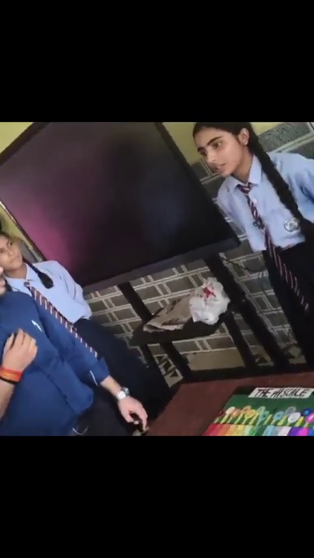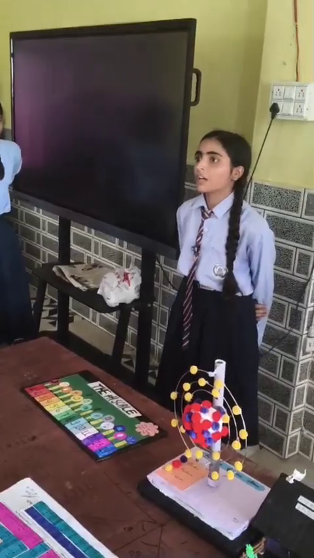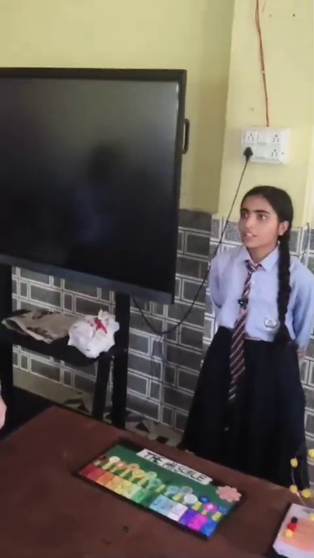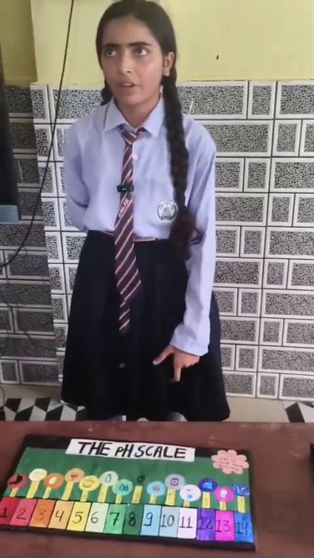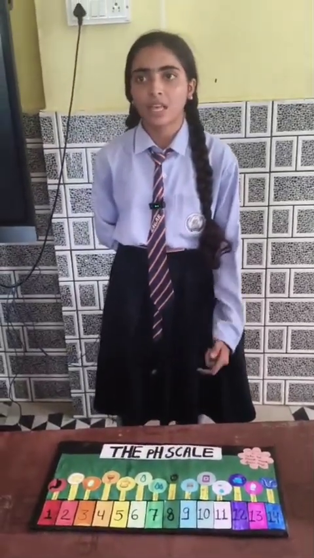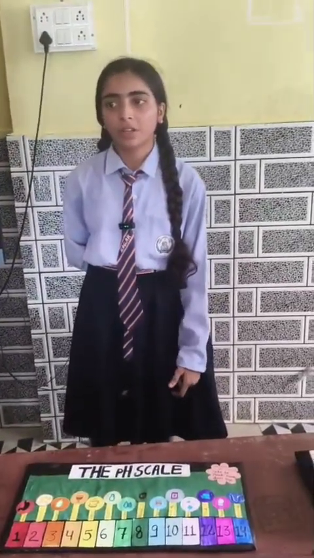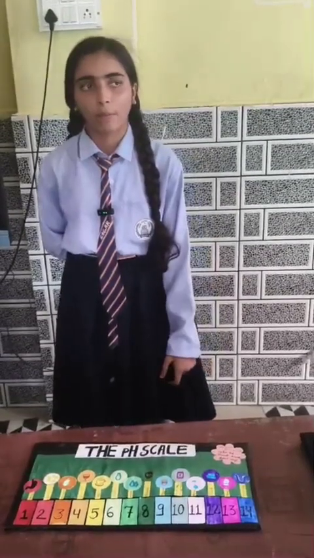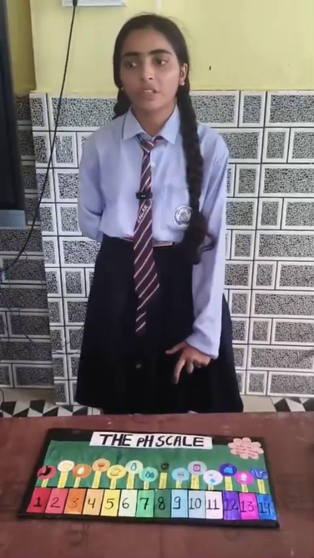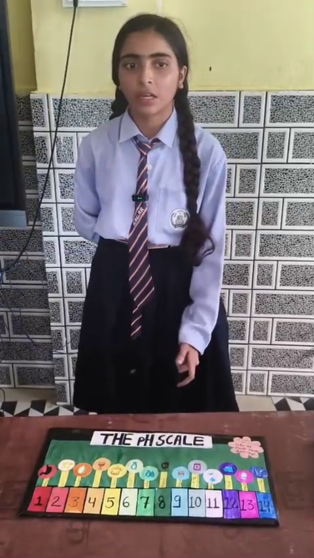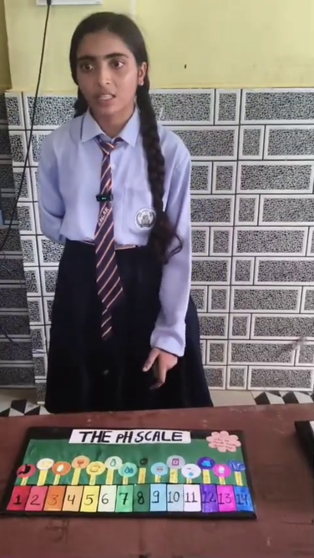The pH scale measures the acidic or basic character of any compound or element. It ranges from 0 to 14. 7 is neutral, while below 7 is acidic and above 7 is basic. The pH of concentrated HCl is 0 or below 1. The pH of concentrated NaOH is 14 and of dilute NaOH is 13.